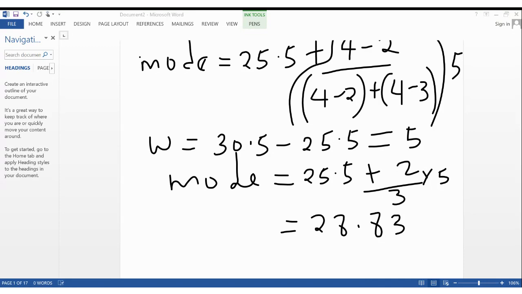Finally, I'll go now to the median. I'll go now to the median. The median.